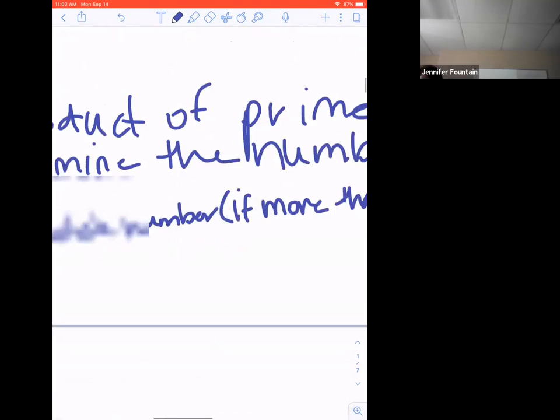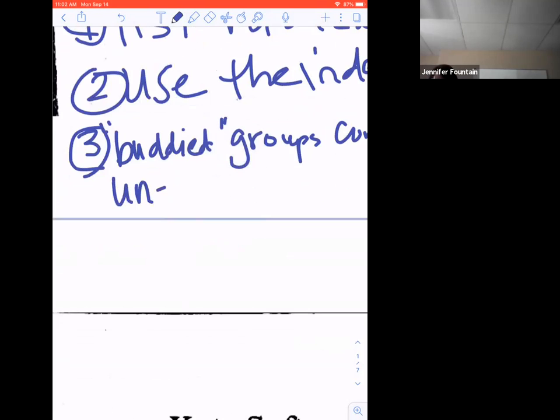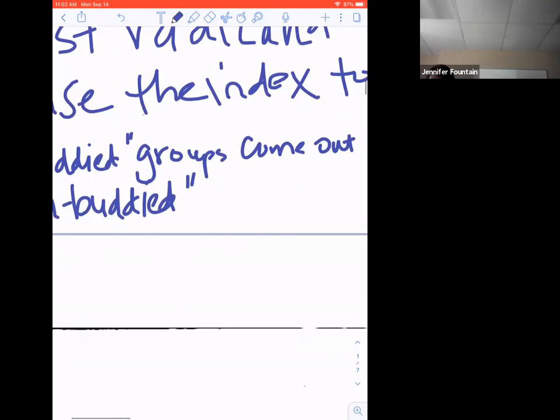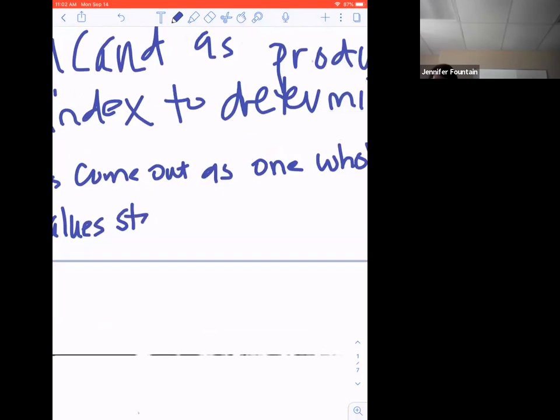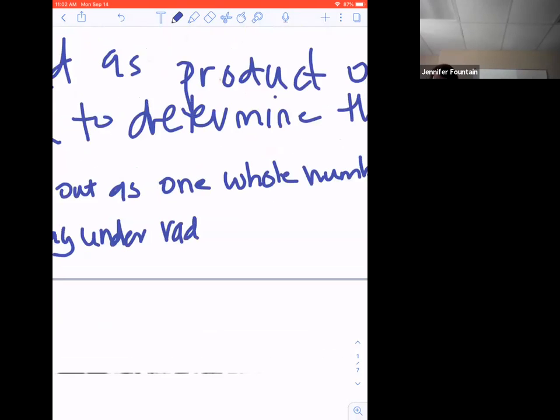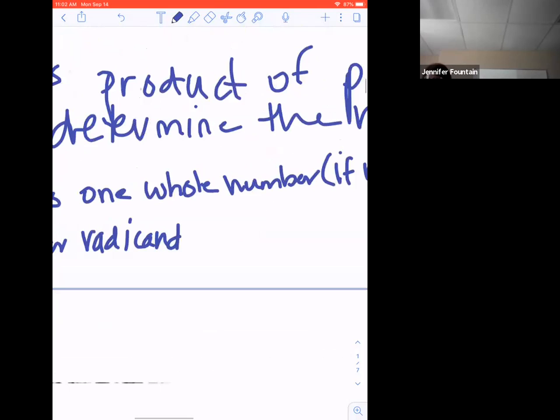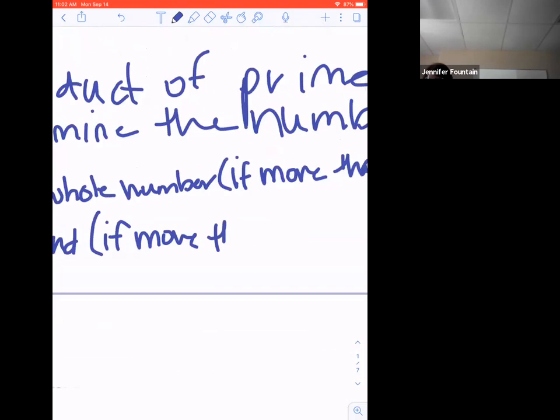And then our unbuddied numbers. Again, that's a Jennifer term. Unbuddied, we'll call them values, stay under the radicand. And I'm going to put in parentheses, if more than one, multiply.